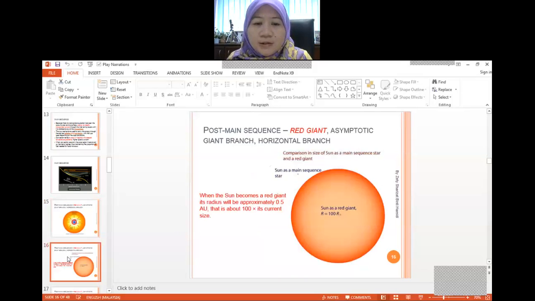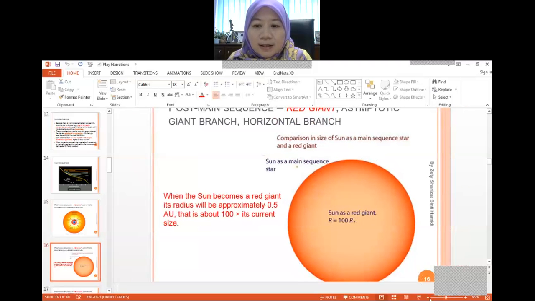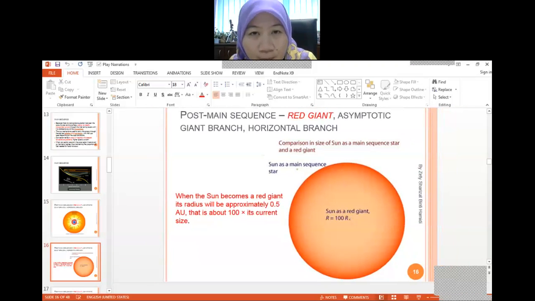So what happens in the giant branch here? If we compare to the size of the sun, once the sun becomes a red giant, the size will become 100 times what it is now. This is very, very huge. It will also be near our Earth. When the sun becomes a red giant, the radius will be approximately 0.5 AU, or 0.5 astronomical units, which is 100 times the current size. So it is really, really big.